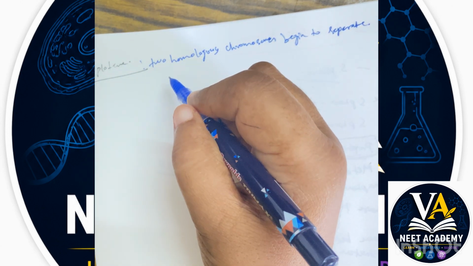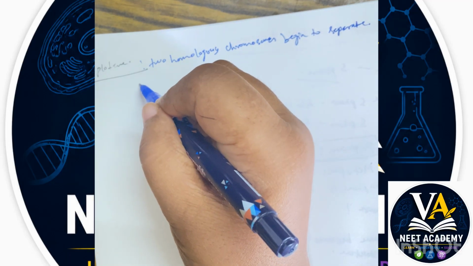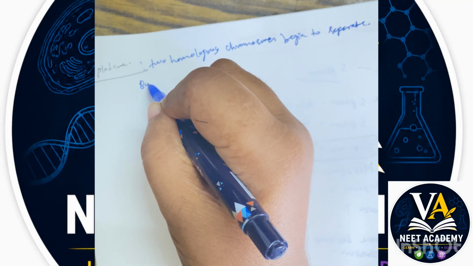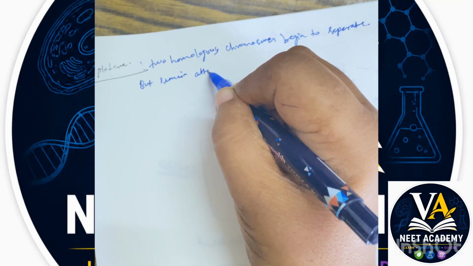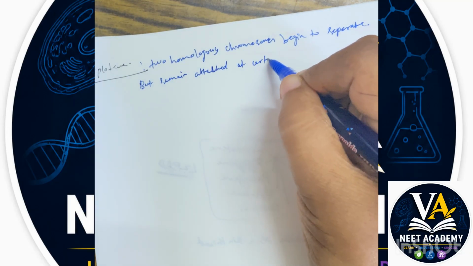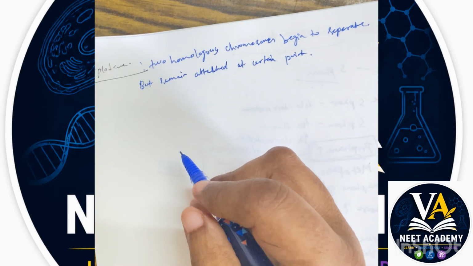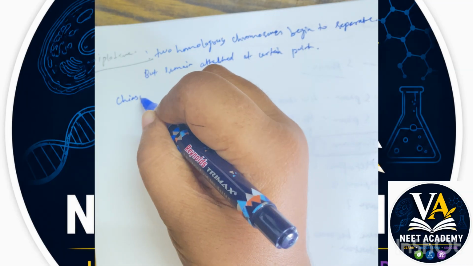Still they remain attached at certain points. I'll write it: remain attached at certain points. Okay, so this point is what you call chiasmata.